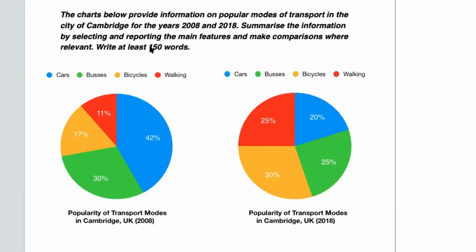And here is our second example. So of course we have two pie charts here. So I'm going to read our prompt first, and then we are going to basically replicate what we've just done, but just add in some comparing and contrasting.